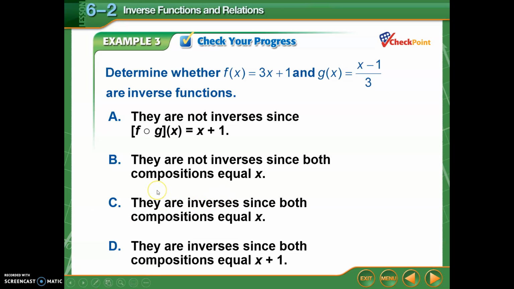And you will find out, hopefully you paused and you solved and you plugged x minus 1 over 3 into 3x plus 1. When you do that, the 3's cancel and you're left with x minus 1 plus 1. That's x. Then you go the other direction. You plug f of x in for g of x. So you have 3x plus 1 minus 1. So the 1's cancel out. 3x over 3 is x. So they are inverses of each other because they both equal x.